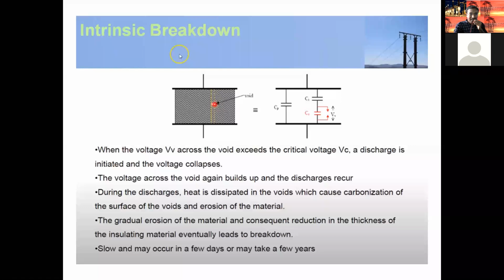That means the void is increasing. In this manner, this is the void in the first case. After a certain time the breakdown occurs and the surrounding material erodes. Because of that, the void keeps increasing, and finally the total insulating material will break down. Clear? In this manner, because of a small void, the entire dielectric material breaks down. This is the concept we are observing. This is about intrinsic breakdown.